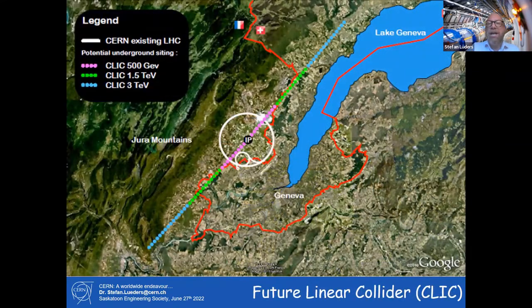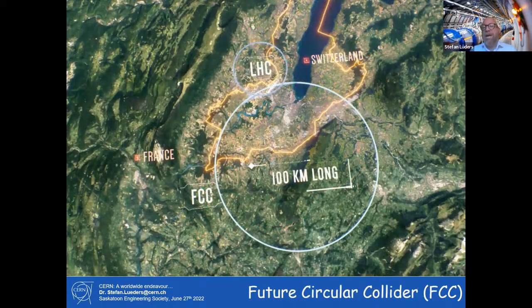We can do a linear accelerator, the pink, green, and blue dots, so that we don't have any circle, so we don't have any problems in keeping the protons. We just shoot them head-on, but once they pass each other, they're gone. Or we build a 100 kilometer long accelerator, which has a bigger curvature, which means that we can drive the protons much, much faster. And that is one of the plans which we're doing.